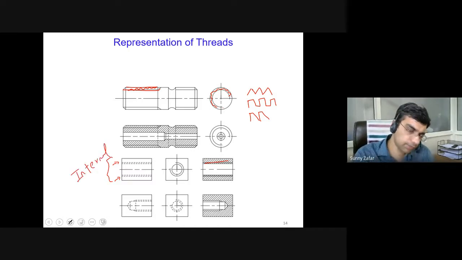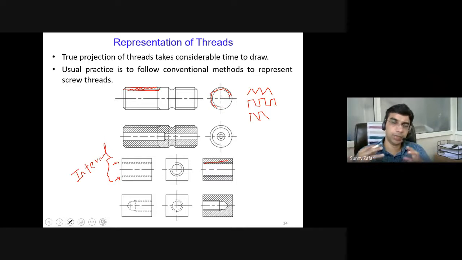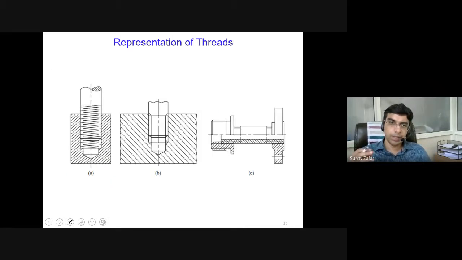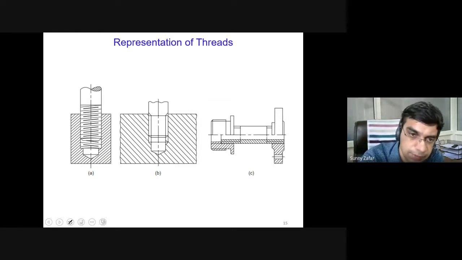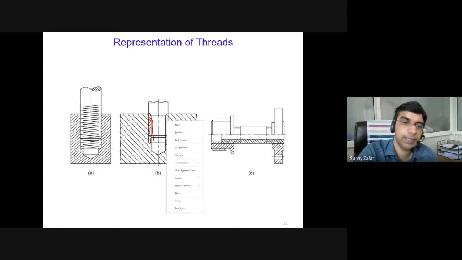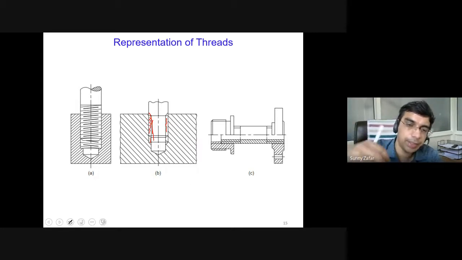And in assemblies, where basically we combine different components, there are two sets of lines which are overlapping. Two sets of lines which are overlapping indicate that the threads are coinciding. So when you are tightening a screw into a component, the external threaded surface comes in contact with the internal threaded surface, and the assembly is done.